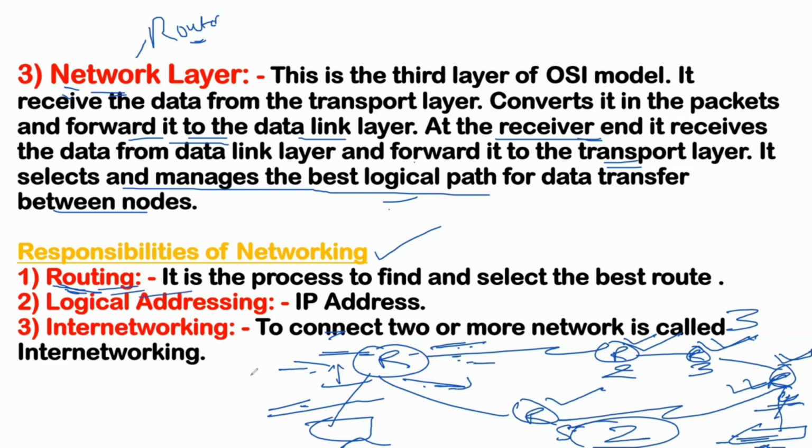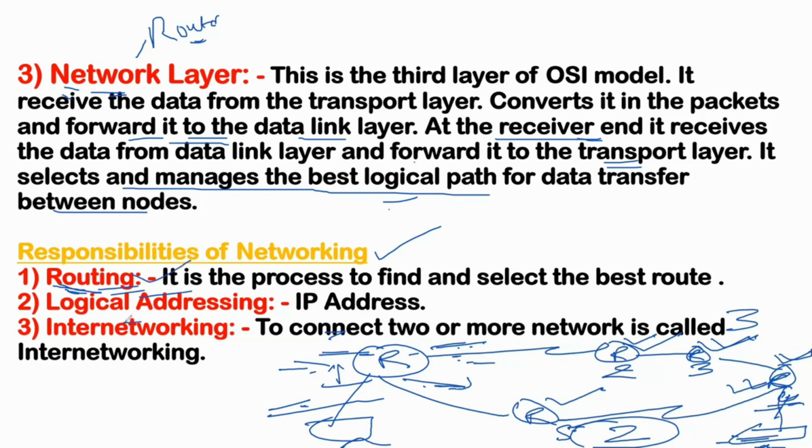We have multiple routing protocols in networking. We can decide from where it will have to go, and we also have dynamic routing protocols, meaning the router will automatically decide on which side it has to go. So this is one responsibility of the network layer.